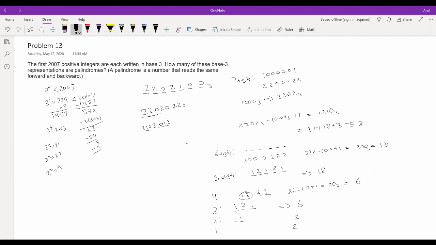So we can sum all these together. So we would have 2 plus 2 plus 6 plus 6 plus 18 plus 18 plus 58. And all of these sum to 110. And that would be our final answer.